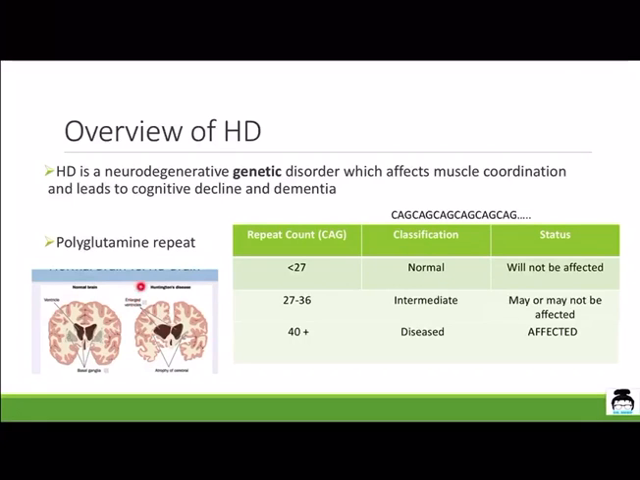Notice here, this is a normal brain, and this is the brain of a person suffering from Huntington's disease. Notice how the brain is shrinking, and it's shrinking because neurons are dying. Why are they dying? Because of the polyglutamine repeats. Now, this polyglutamine is going to aggregate on the neurons and cause neuronal death, as you can see in this diagram.